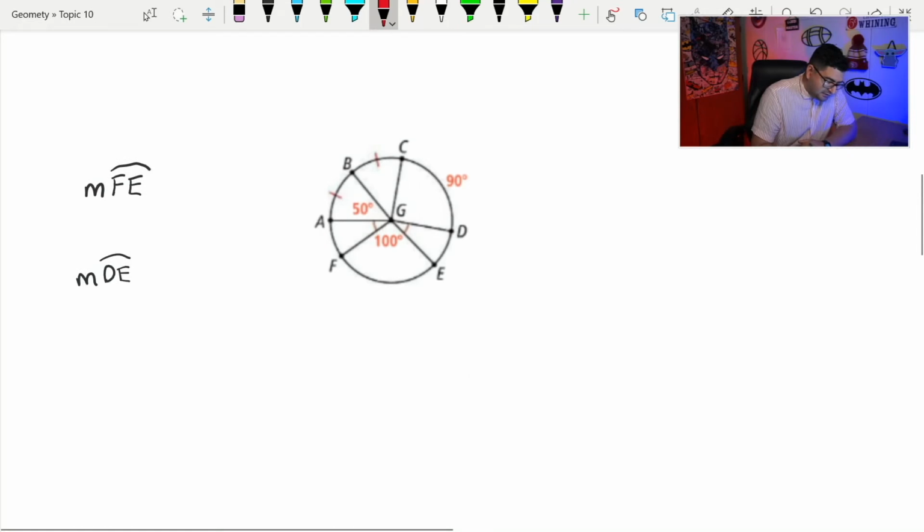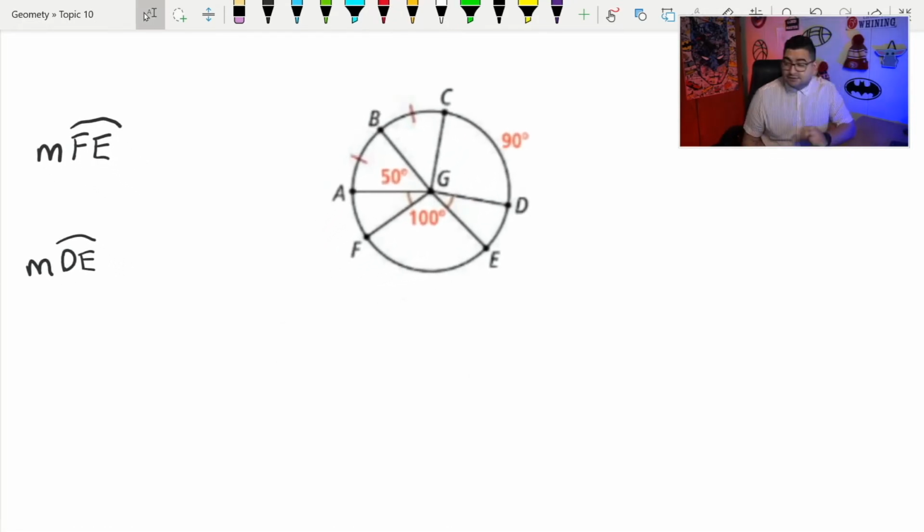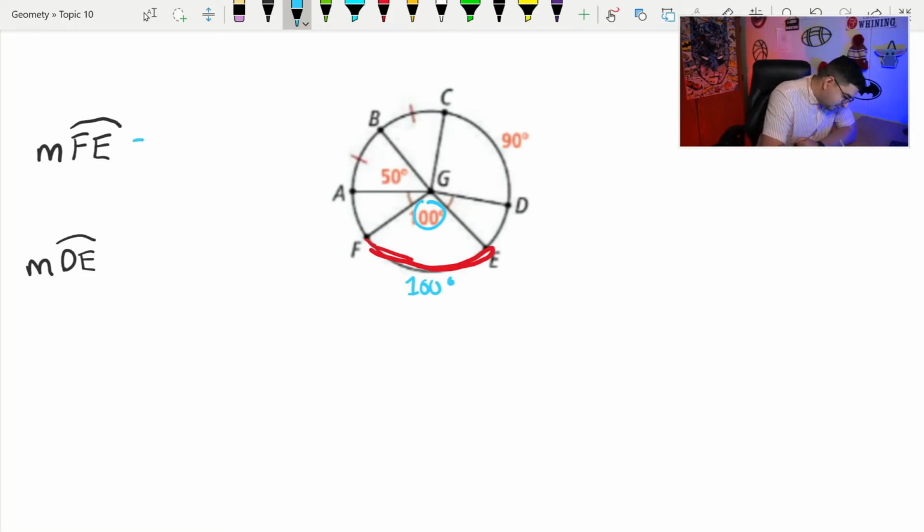So here I have a question, I have a diagram, and I'm being asked for two arc angles. The first one's asking me for the measurement of arc FE, and then the measurement of arc DE. So let's start off with FE. From letter F to letter E, they want to know what is this measurement. Well, since its central angle on the inside is 100 degrees, I know that the outside is also 100 degrees. So that one was pretty straightforward.